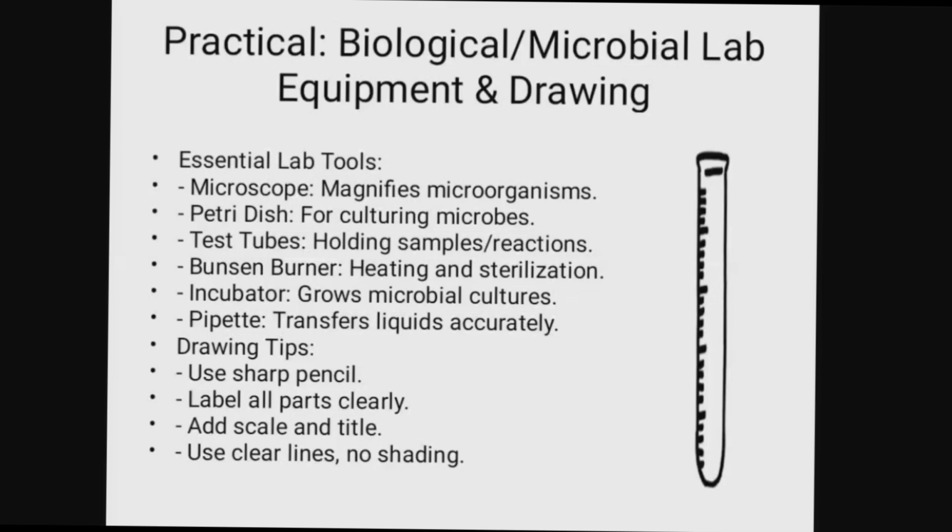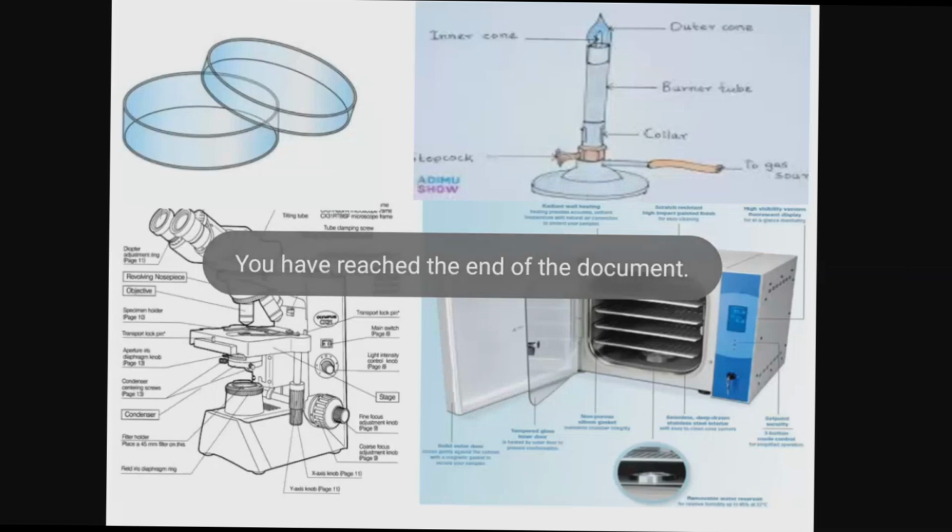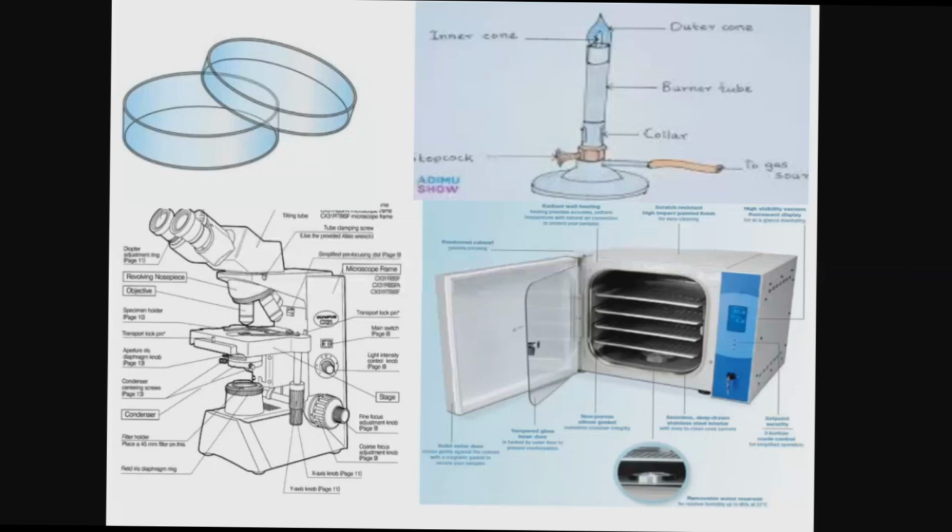I've reached the end of the class. This is just some drawing tips. If you want to draw something, use a very sharp pencil. I believe you must have heard this countless times. Use a very sharp pencil, label all parts clearly, add scale and title, use clear lines, and of course, you don't shade in biology.